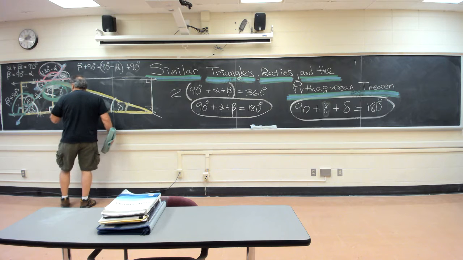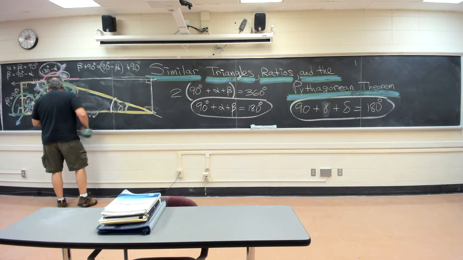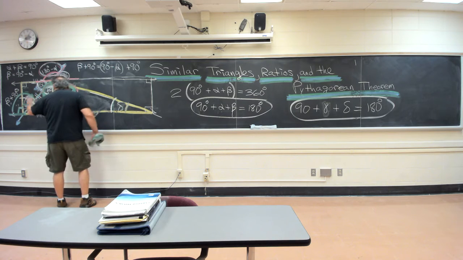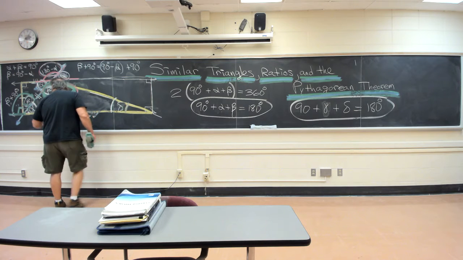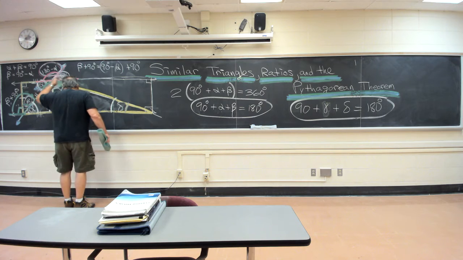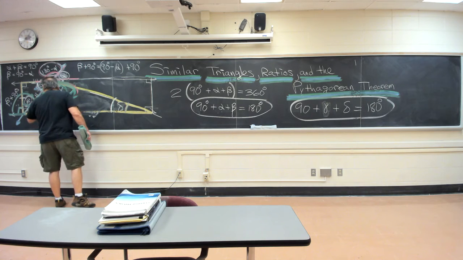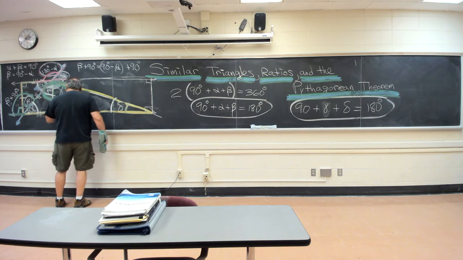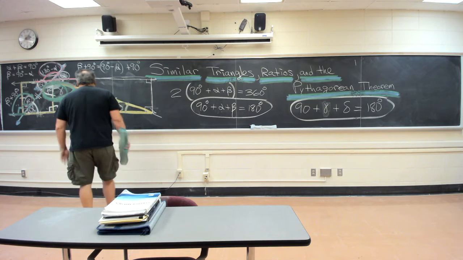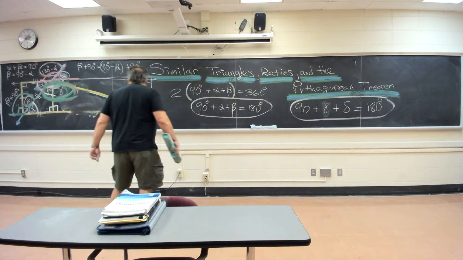It's a little awkward. Soon I'm going to just get rid of this particular line segment. It's not going to matter. But for right now, it does. 90 plus alpha plus beta, that's 180. Another 90 plus gamma plus delta, another 180. Well, let's add them together.